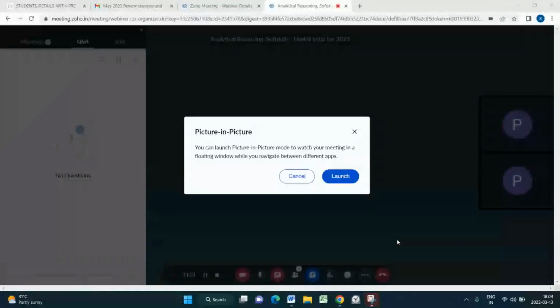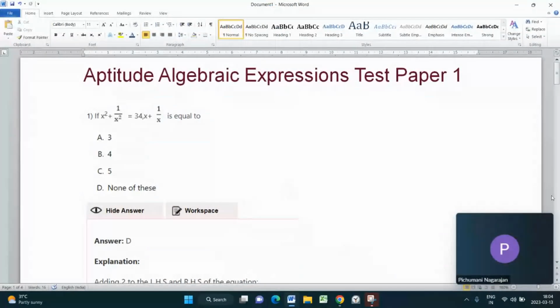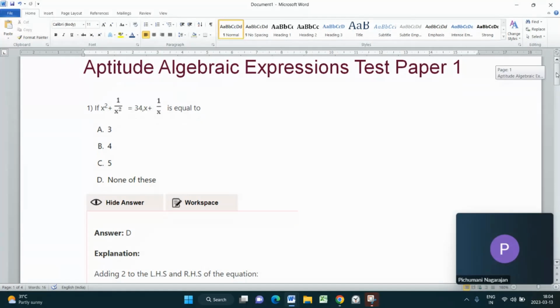Today we are going to see some derivations, finding out the value of the variables, and finding solution mapping. This is what we are going to do. Algebraic expression related aptitude questions.